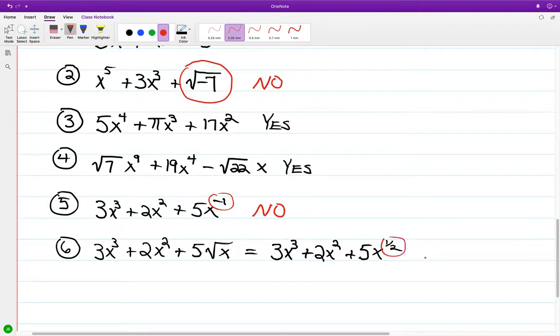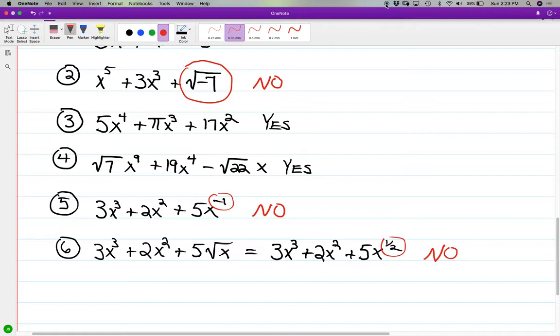And so, just like what we had with the 5th case last term, we have an x raised to a non-whole number. All right. So again, you have 2 conditions that must be met in order for the expression to qualify as a polynomial.